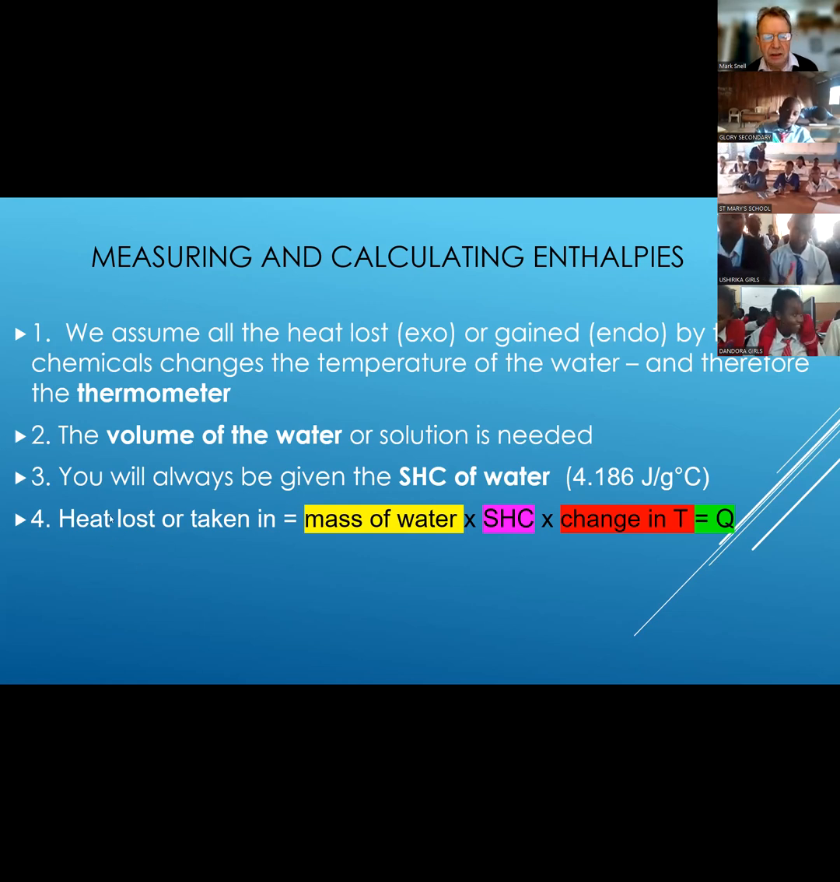So the heat lost, in other words, given out or taken in the reaction, is the mass of water times the specific heat capacity of water, that number you will be given, times the change in temperature. This is sometimes called Q. There's no need to remember Q. Just remember that the total energy change is the mass of water times the specific heat times delta T, the change in temperature. If you already know that, that's fantastic.